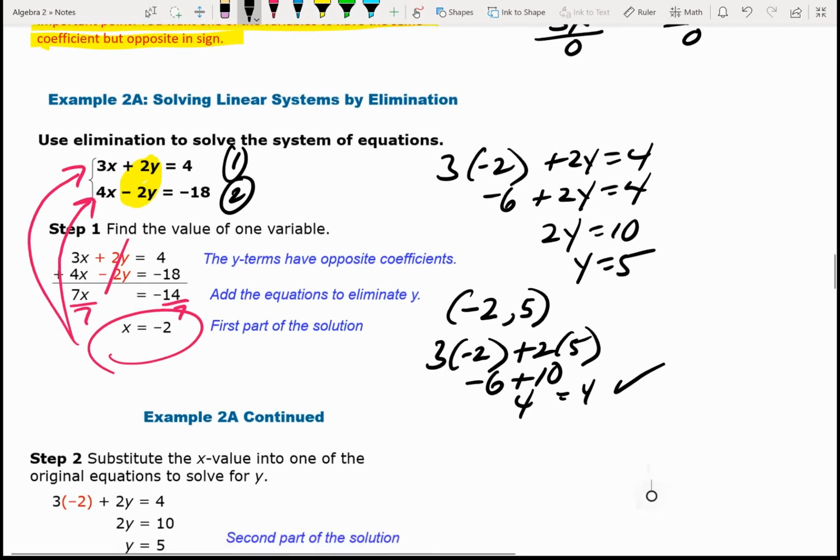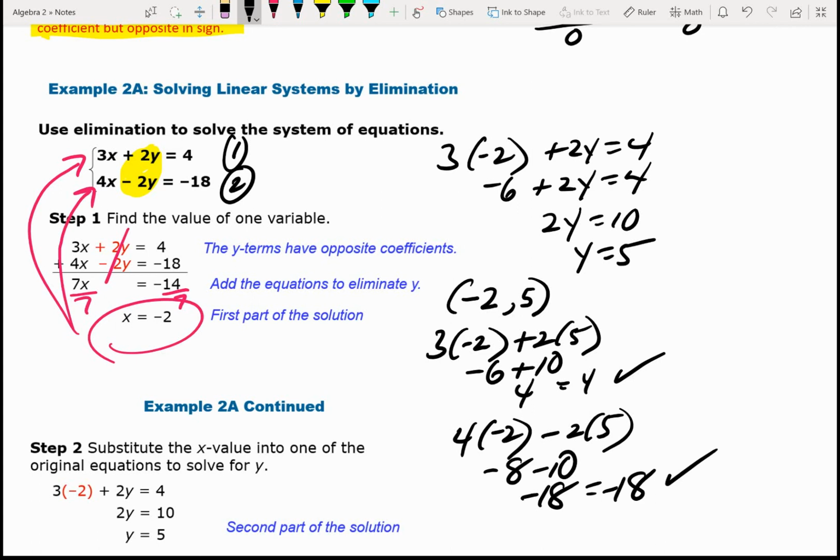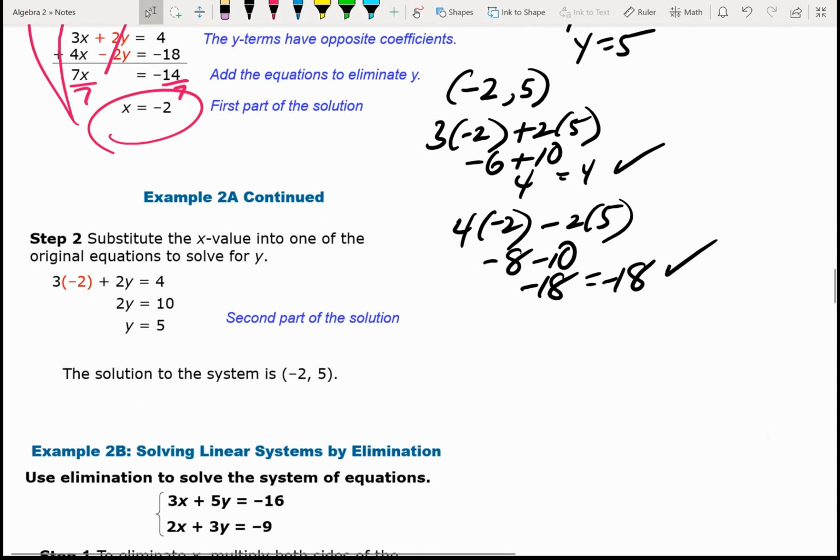And then the second equation, I have 4 times x, which is negative 2, minus 2 times 5, so I get negative 8 minus 10, and that does equal negative 18. Negative 18 equals negative 18, so that checks out. Let's look at the next.